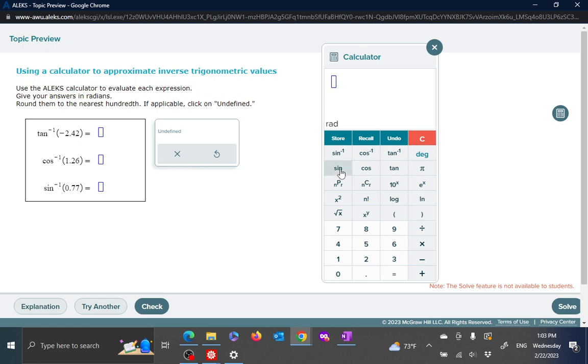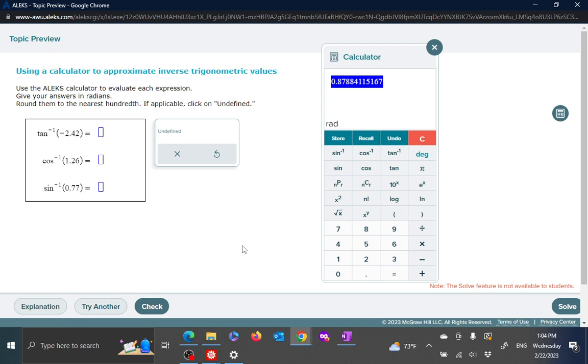And the third question is what's the sine inverse of 0.77. Double check you're on radians, and then equals to, I have 0.8788. You round it to 0.88, and then you're all set.